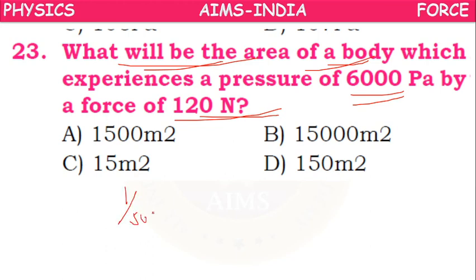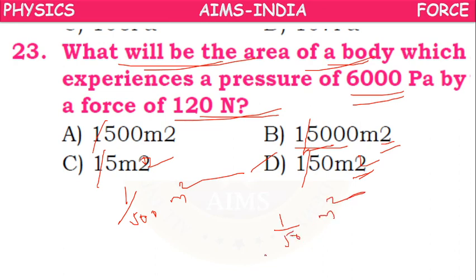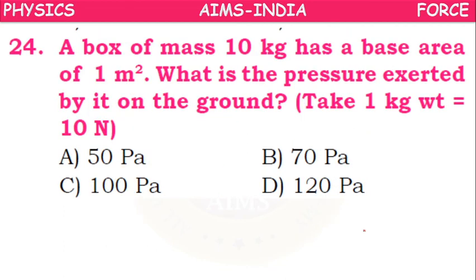1 by 500 meter square. B option, 1 by 5000 meter square. C option, 1 by 5 meter square. D option, 1 by 50 meter square. Please change the options like that, since the 'by' is missing here. So D option will be the right answer. 1 by 50 meter square will be the right answer. Please do the calculation and check yourself.